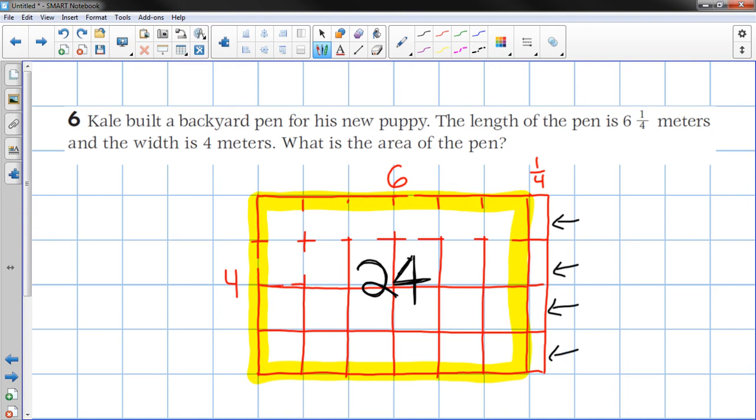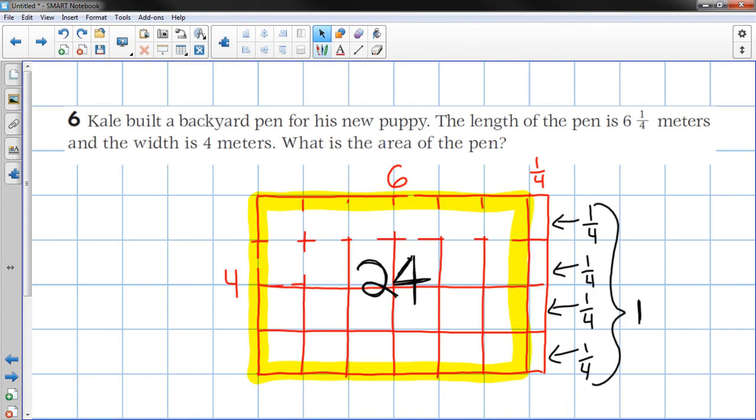Each of these is a fourth. Well, what's 4 1/4? Or what's 4 quarters? Think of money. 4 quarters is $1. 4 1/4 is one whole thing. So all those together is 1. So now you just got to add 24 and 1. That's 25. So your answer is 25 meters squared.